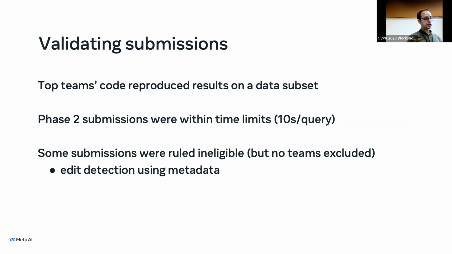So to discuss the validation step, all teams' code reproduced well on a data subset. So we were happy with how the reproduction worked from the code submissions. And also in the second phase of the challenge, all of the submissions were within time limits. We did rule that some submissions were ineligible for the challenge, but we did not exclude any teams because teams could make more than one submission. And this came down to the method of edit detection. We decided that edit detection using frame data was within the rules of the challenge, but that using video metadata to detect edits was not in the spirit of a computer vision challenge. But we regret that this wasn't clear to all the participants.